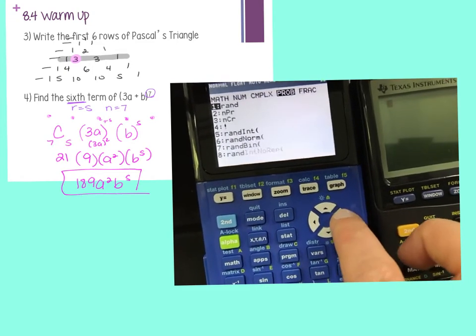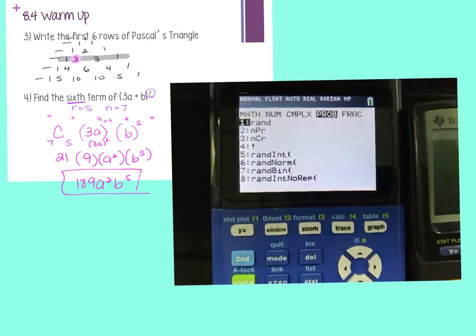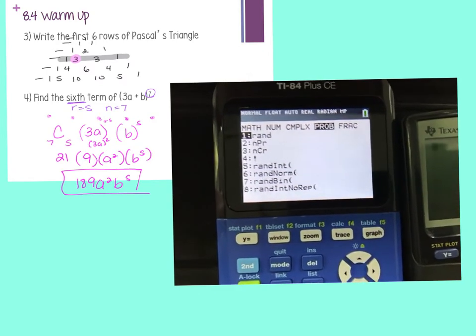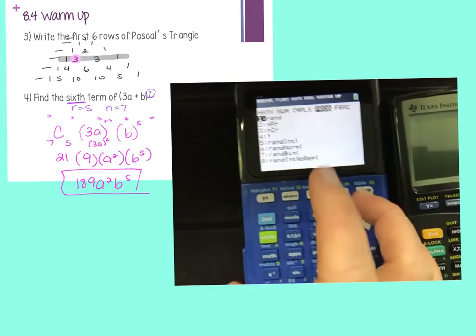Notice on that same menu, math, arrow over to probability, number 4 is your factorial. Obviously, we're going to need that when we get into probability. So keep in mind those are both under that menu.